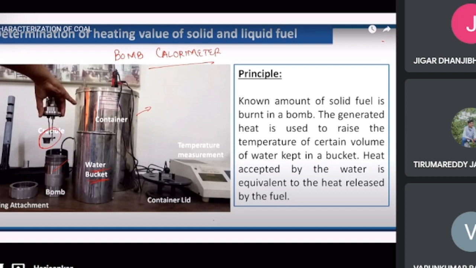And inside this bomb, you will have a crucible. And in this crucible, you will load a known amount of your sample. In this case, it is coal. So let's say you are loading 1 gram of coal inside this crucible. And then this crucible will be connected to an electric connection basically. So this top part here will have connections which produce a huge amount of electric current in a very short time. Because of this electric current, the coal that you have here will be burnt.